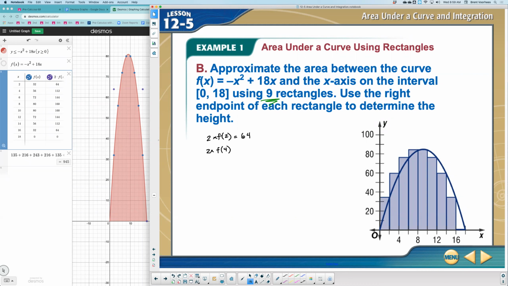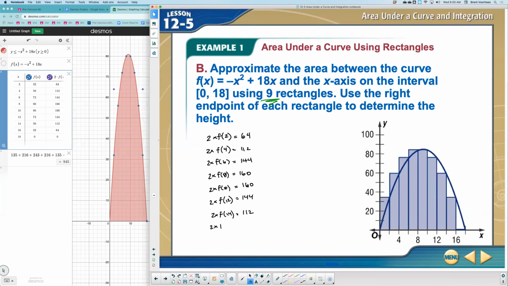2 times f of 4 is 112 units squared. 2 times f of 6 will be 144 units squared. 2 times f of 8 would be 160 units squared. I think you get the pattern. 2 times f of 10 is 160 units squared. 2 times f of 12, so we can see that we're now getting symmetrical here, is 144. 2 times f of 14 ought to be 112. Let's check. 112. Yep. 112.